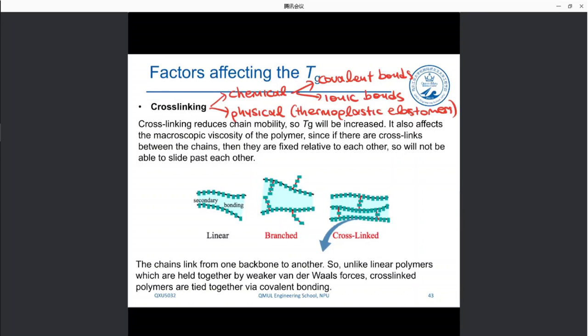Cross-linking generally reduces chain mobility. From a soft material, once we cross-link it, it becomes stiffer, okay? It becomes harder. So it generally affects the viscosity of the polymers. By cross-linking, we create a three-dimensional network. Essentially, we have creation of a 3D network of chains. And with the increasing amount of cross-linking, we have an increase of the glass transition temperature, okay?